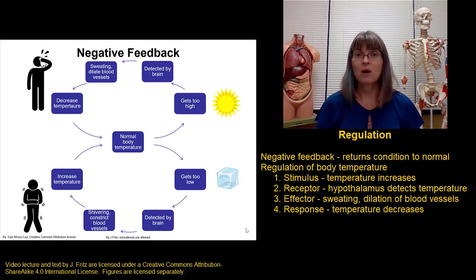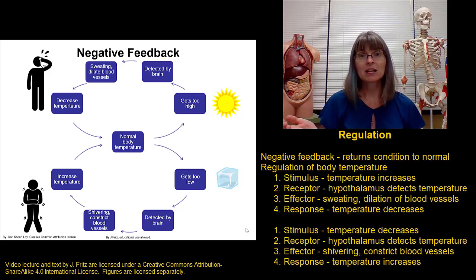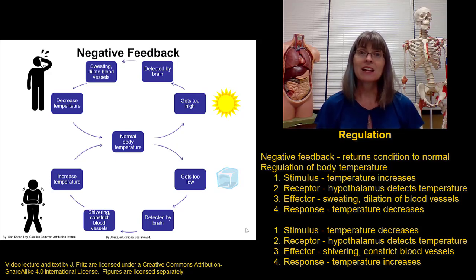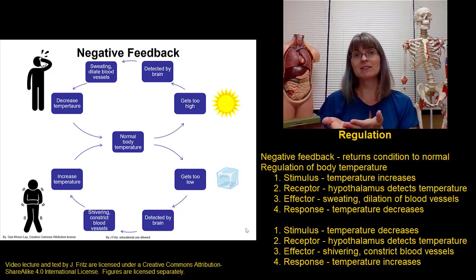If it happens that you go outside on a cold day, you might get too cold. The hypothalamus detects that the body temperature is too cold and activates mechanisms to warm you back up. That includes shivering, which is quick little muscle contractions that release a lot of heat to help warm the body, as well as constricting the blood vessels so that we're not losing heat through the skin. These mechanisms raise the body temperature back to normal.